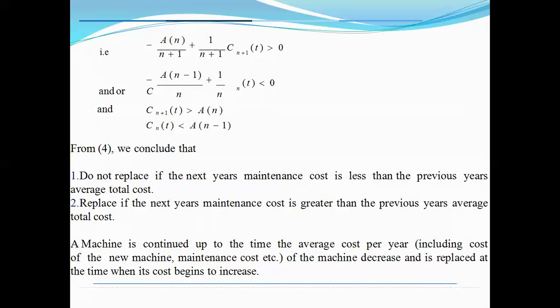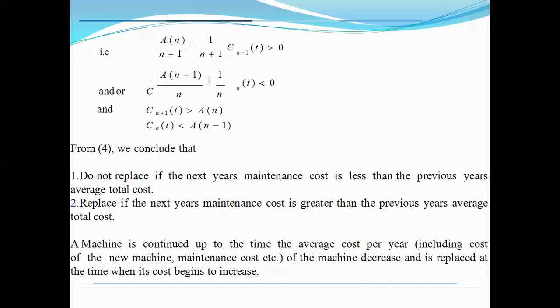Hence, for the replacement, if the next year's maintenance cost is greater than the previous year's average total cost, then it is suggested to go for replacement; otherwise, maintain. We'll have a small instance. A machine is continued up to the time the average cost per year, including all the costs, that is new machinery, maintenance cost, total cost, etc., of that particular machine decreases, and it is replaced at the time when its cost begins to increase.